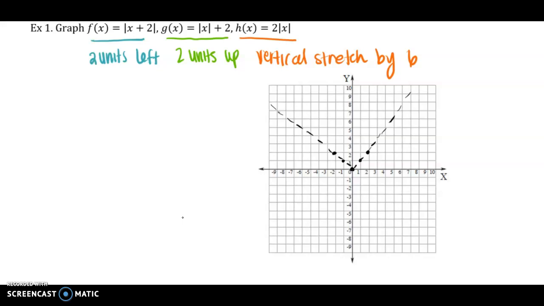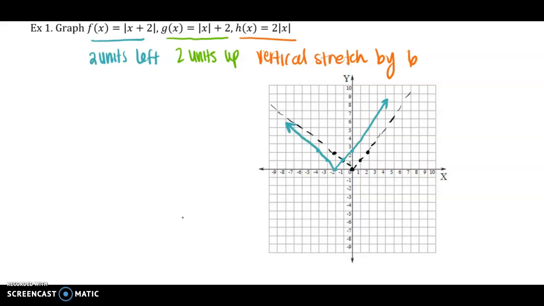So it says 2 units left. So you're going to take each one of these points from the parent function and move them 2 units left. So 1, 2, 1, 2, 1, 2, 1, 2, 1, 2, and then there it is. So that's the first one.